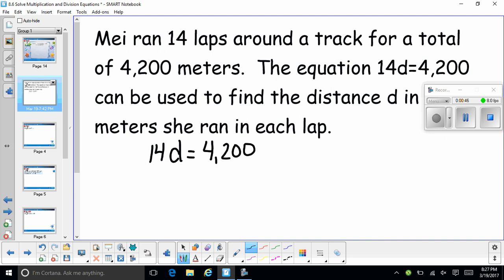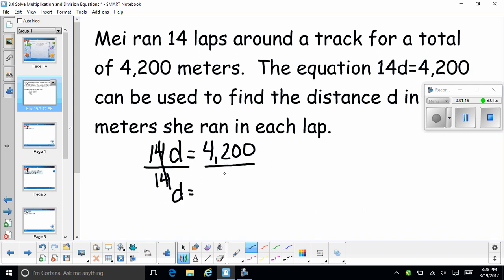I see that 14d shows me I'm going to be multiplying, and so in order to solve for d, I'm actually going to do the opposite, or the inverse property, which is division. So I'm going to draw my fraction bar and write 14 below. Remember, fractions indicate to divide, so this tells me 14d divided by 14. Well, 14 divided by 14 actually equals 1, so that's going to get d all by itself.